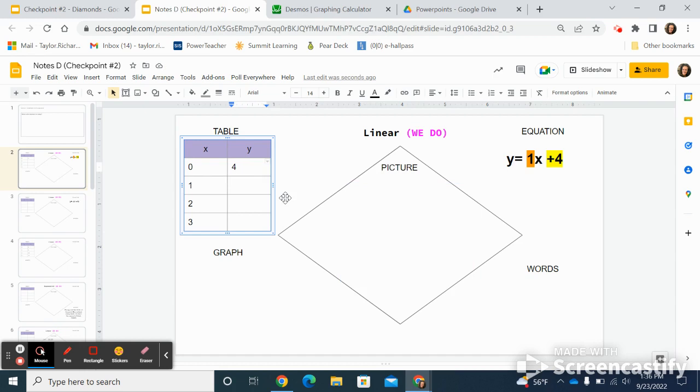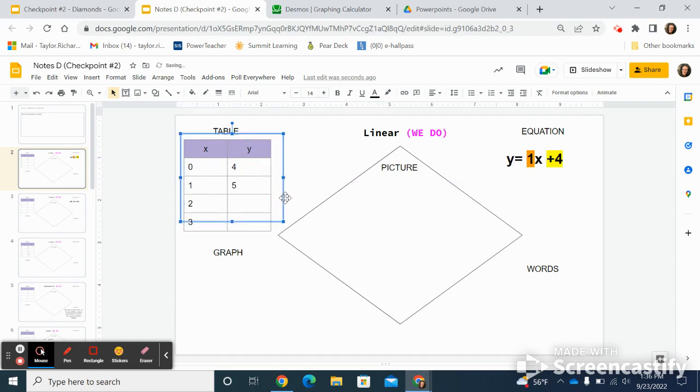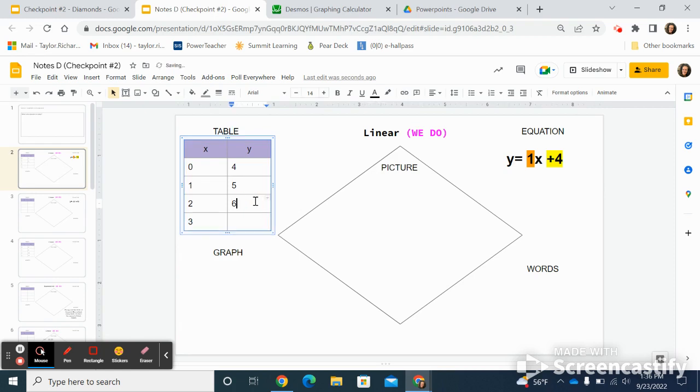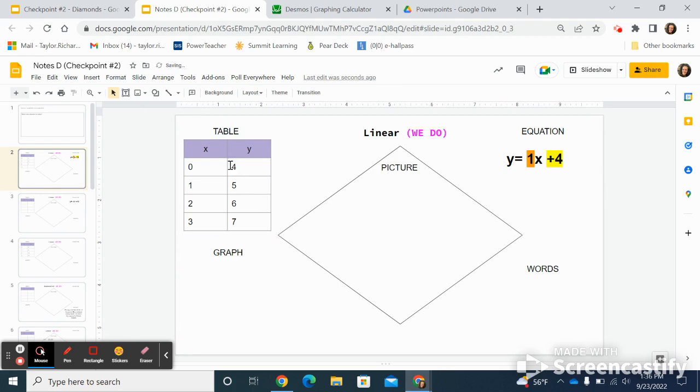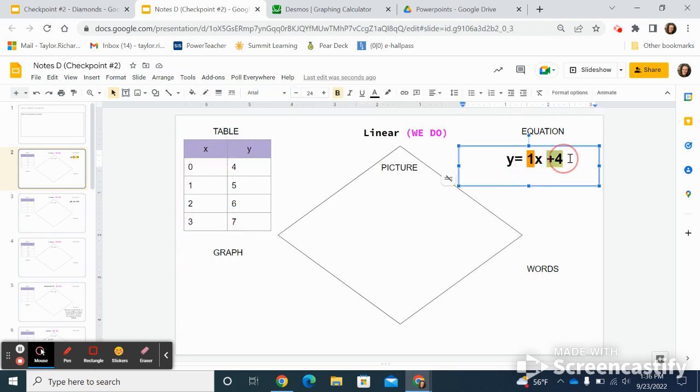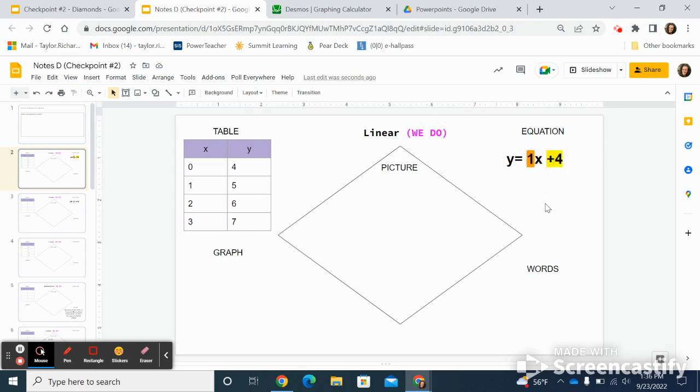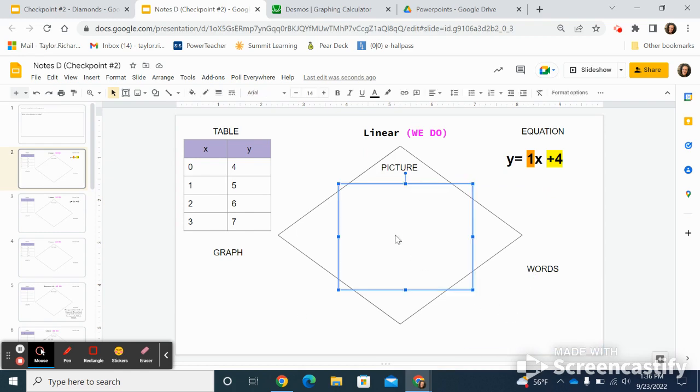So I start at four. Then I'm going to be going up by one. So that goes five. Then I'm going to be going up by one again, six. Then my last one, seven. Okay, so this table right now matches this equation because I have a starting value of four and then it's going up by one. Okay, we're not done yet. We still have to do graph, words, and picture.